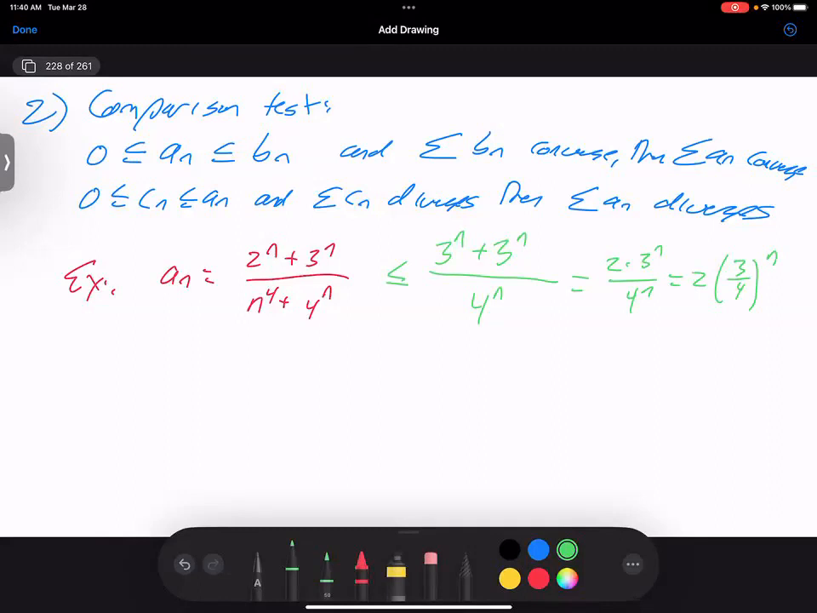Now that looks like r, right? Good. Like 3 times r. So it's a geometric series. The 2 doesn't matter. r equals 3/4. So does it converge or diverge? Converges.